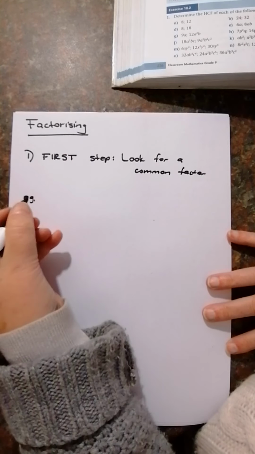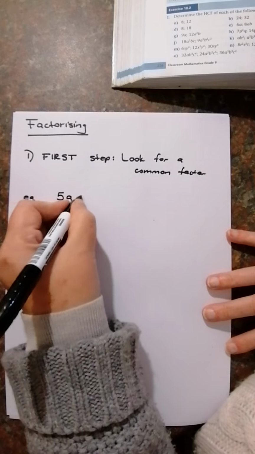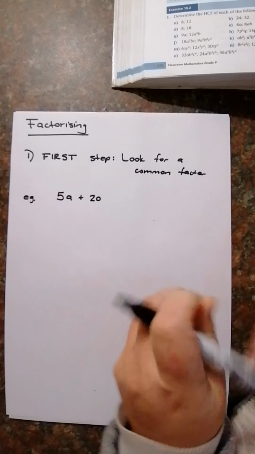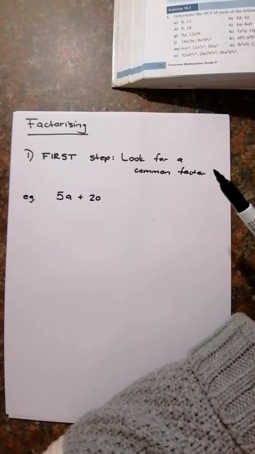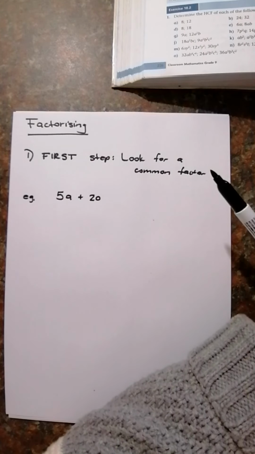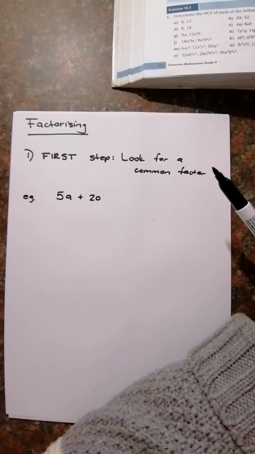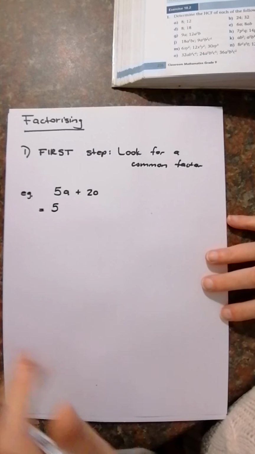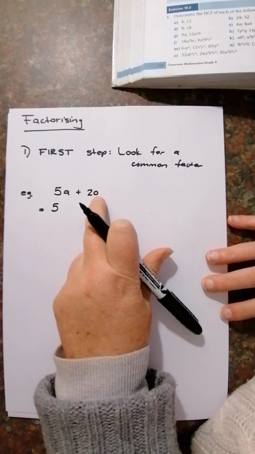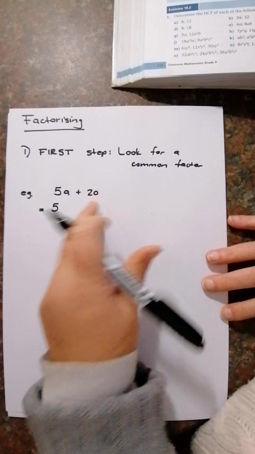If I give you an expression, 5a plus 20, you must have a look. What can go into 5a and 20? Look at the number first. Can 5 go into 20? Yes, it can. But can I take an a out? No, because there's no a over there. I can just take out the 5.